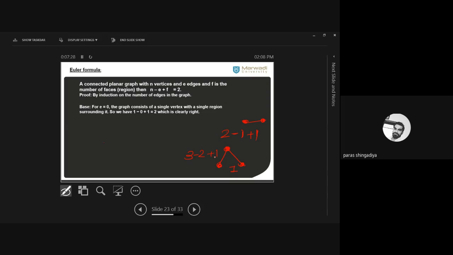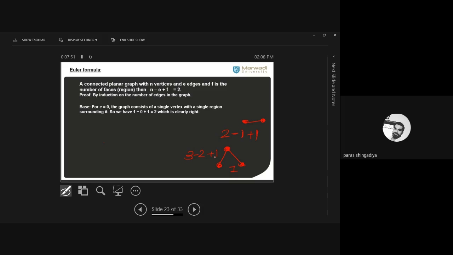So for E equal to 0, the graph consists of a single vertex with a single region surrounding it. So we have N minus E plus F, meaning 1 minus 0 plus 1 is equal to 2, which is clearly right. And you can also add the E equal to 1 case and the E equal to 2 case for clarification. Clear? Is it correct or not? This is step 1.